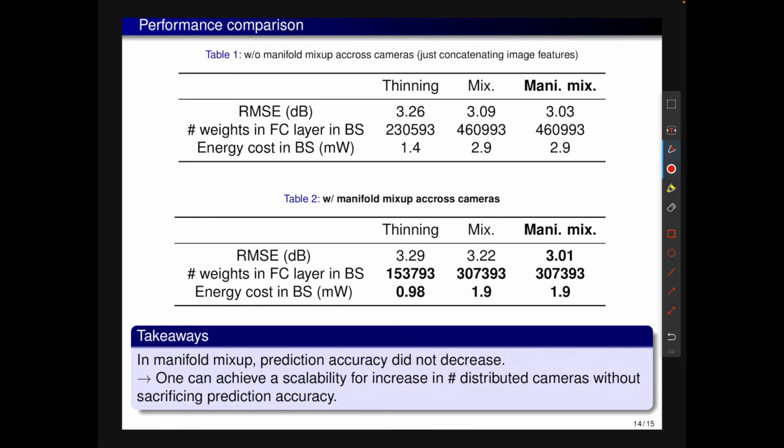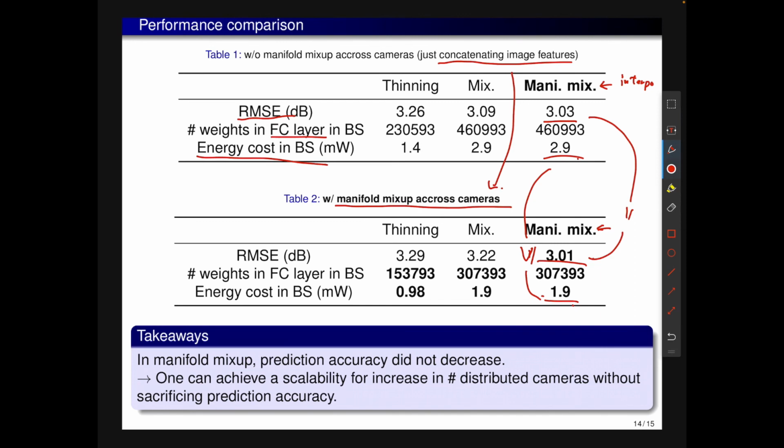Okay, finally, we would like to make a performance comparison in terms of RMSE, size of fully connected layers, and energy costs between just concatenating image features and manifold mix-up image feature aggregation. In the manifold mix-up based interpolations, RMSE is competitive in both cases, but the energy cost in the base station becomes smaller. So this finding shows that you can reduce the energy cost in the base station without sacrificing RMSE by changing the image feature aggregation method from concatenating to manifold mix-up aggregation across cameras.